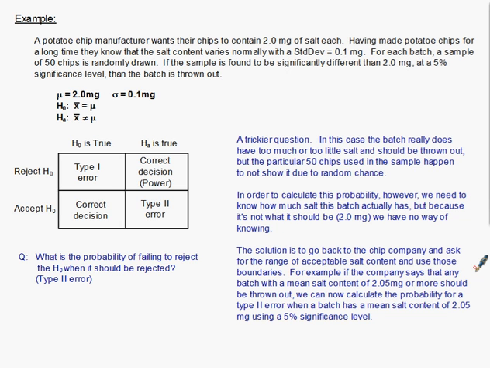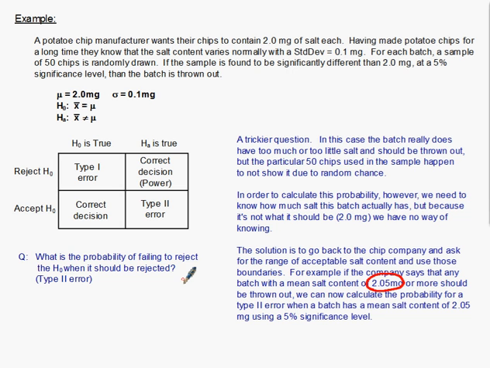The solution is to go back to the chip company and ask for the range of acceptable salt content and use those boundaries. For example, if the company says that any batch with a mean salt content of 2.05 or more should be thrown out, we can now calculate the probability for a type 2 error. It's going to be specific to when a batch has this mean salt content, using the same 5% significance level, which means this question, as it's stated, can't really be answered.